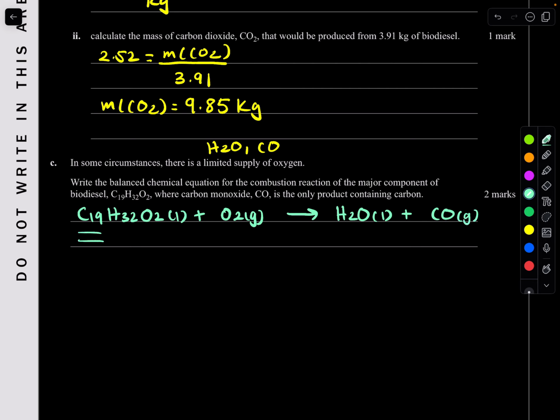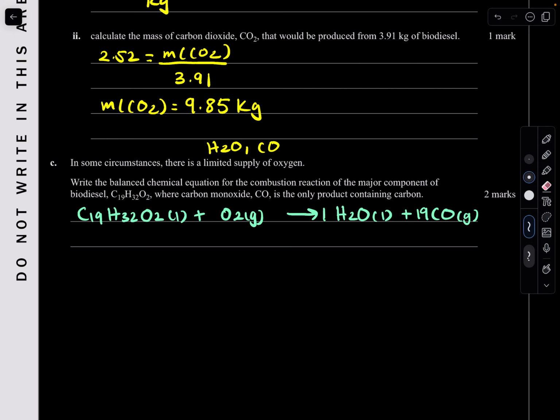So how many carbons do we have? We have 19 here, so we need to get 19 here. Now how many hydrogens on the left side? We have 32, so we need 16 here. How many oxygens do we have on the right? We have 16 plus 19, which is 35, if I'm not mistaken. Yes, it is. So 35 on the right. On the left, 2 plus 2. No, it won't work because there is an even number of oxygens on the left and an odd number on the right. So we have to double those.